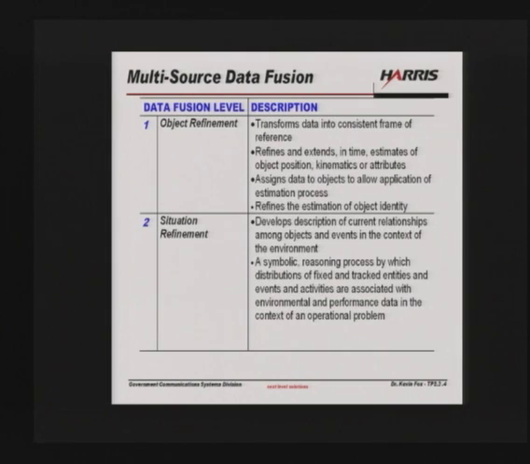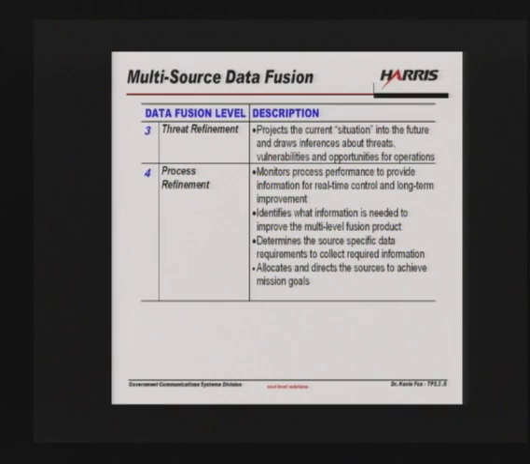Okay? So you look at objects, you look at the environment, and you start looking at the symbolism. So you can bring things together within the context of the environment or the operational problem, i.e., how are you using the systems? How do you pull that together? From there, we look at threat refinement. We look at how do you take that situation and look at vulnerabilities, threats, and opportunities.